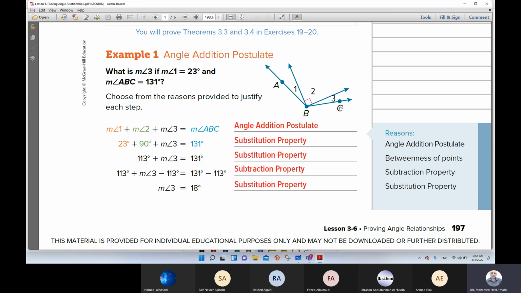Angle C? We don't have angle here. This is an endpoint, not an angle. Okay, this is the angle. ACB, this is the vertex of the angle.